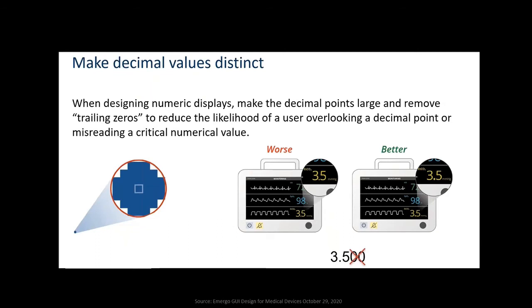I'm galloping ahead. So things like making the decimal values distinct. Again, this is the transmission of information, making it clear. So actually go in there and increase the pixel count on a decimal point.